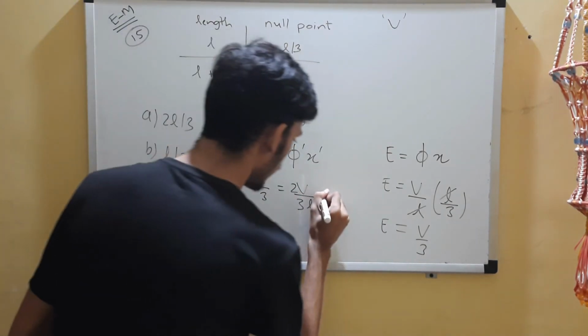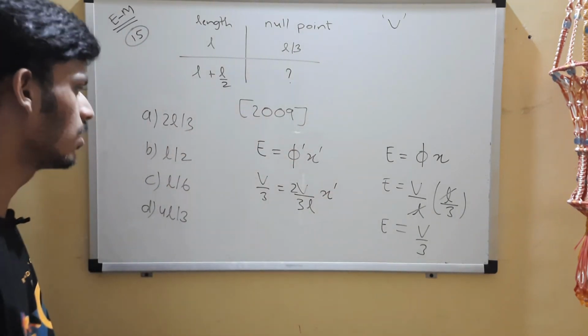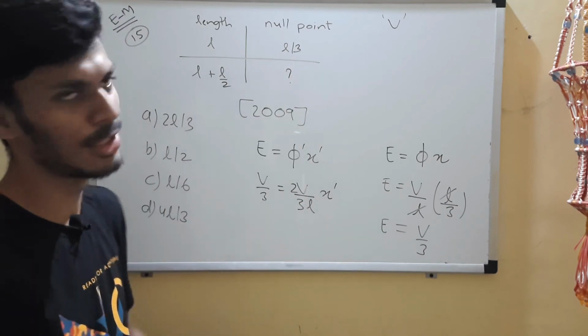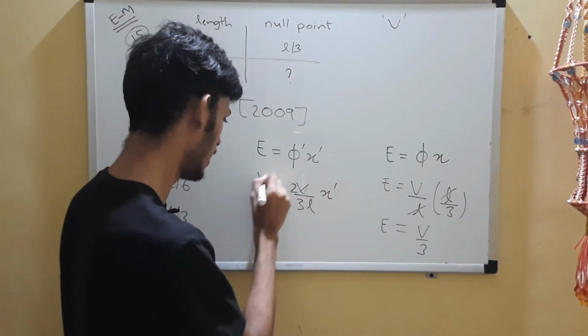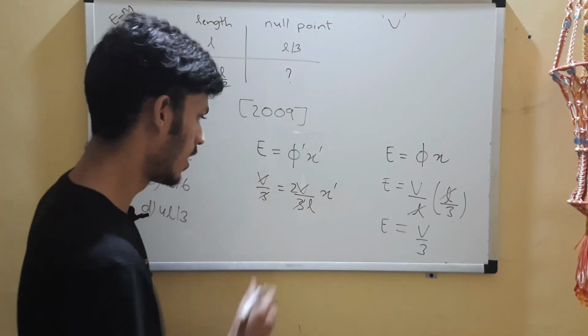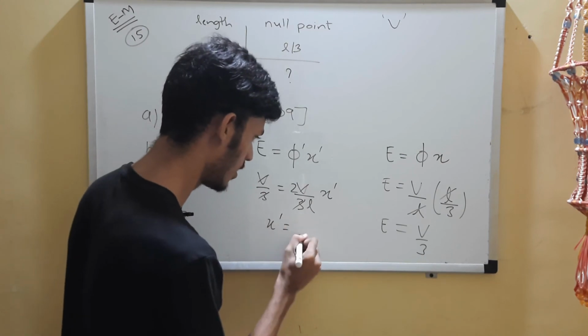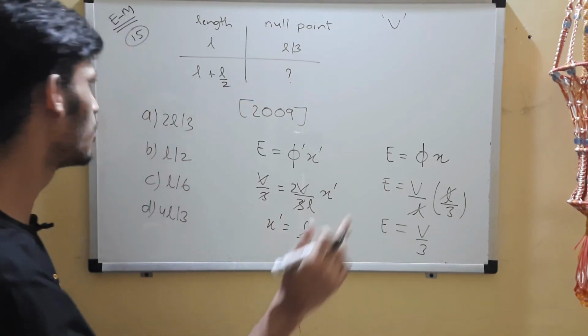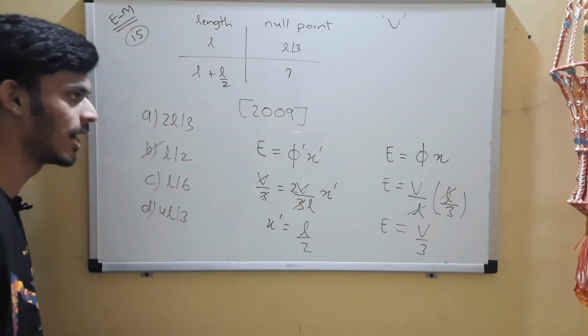Now this will give us X dash. Okay, now solve this and we'll obtain X dash, which is the new balancing length. So V by 3 will get cancelled. So you obtain X dash is equal to L by 2. Okay, so that is our answer. The new null point will be at L by 2.